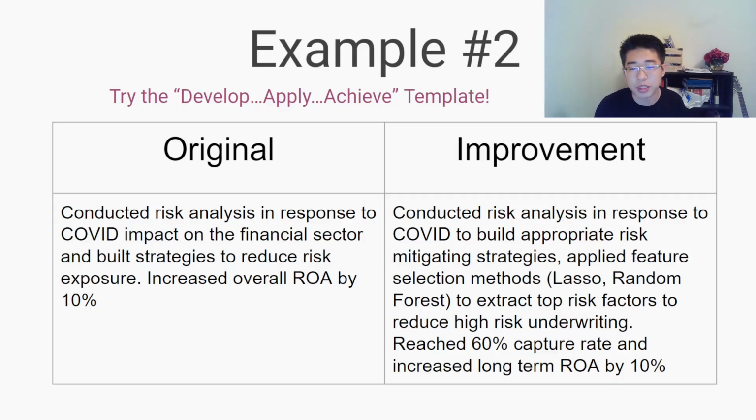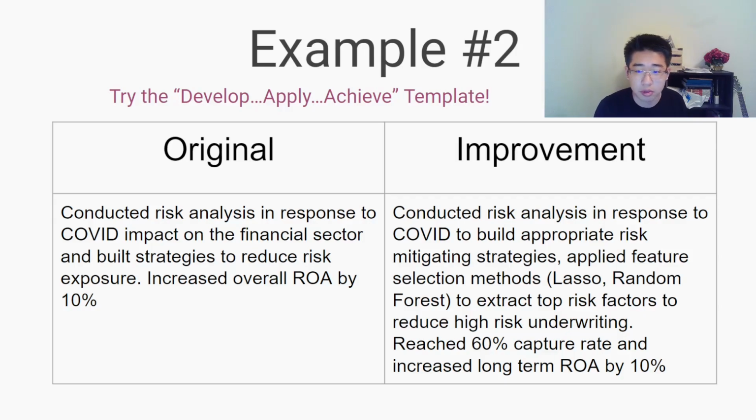So look at the improvement. Conducted risk analysis in response to COVID to build appropriate risk mitigating strategies. Okay, and we applied feature selection methods, lasso, random forest, again buzzwords for different models, to extract top risk factors, okay, to reduce high risk underwriting.